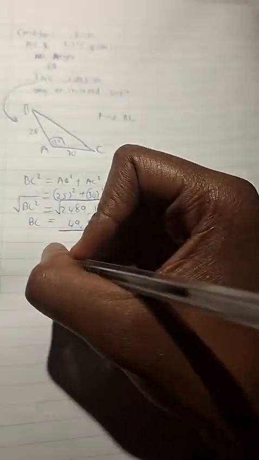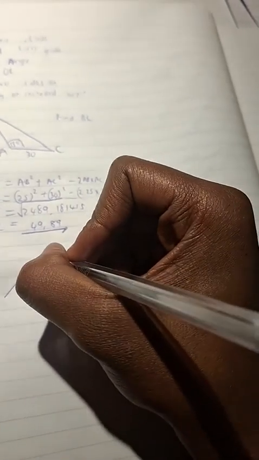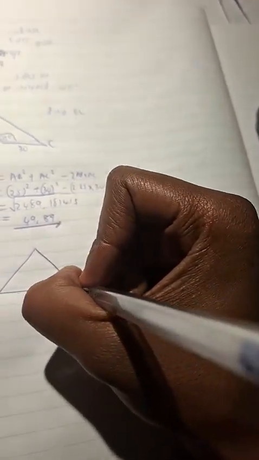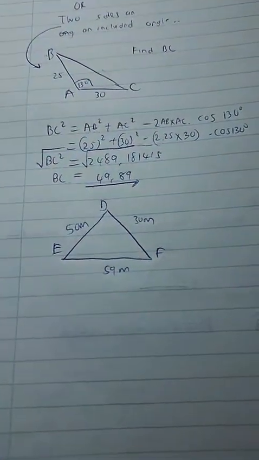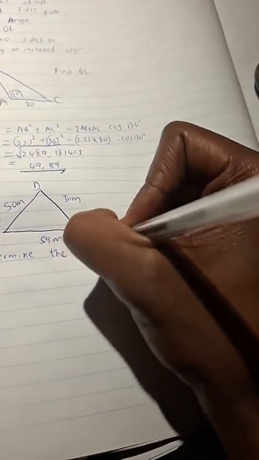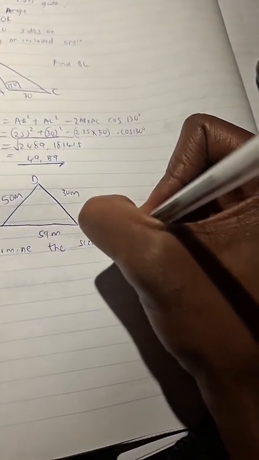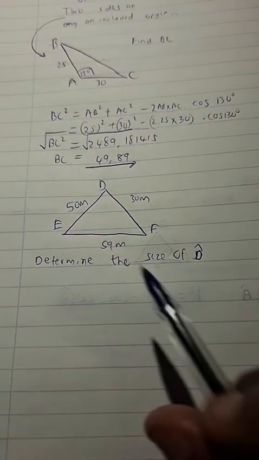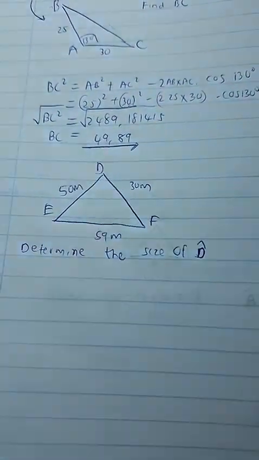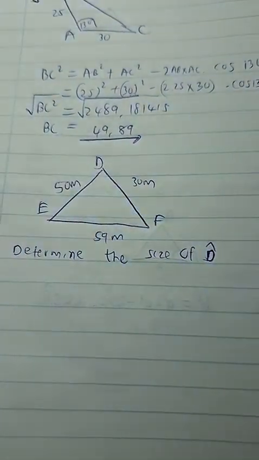Okay, let's look at another situation so that we can make sure that all conditions with all situations are taken care of. Let's say we had 50 meters, 30 meters, and 59 meters. This is DEF. And what they are saying is determine the size of angle D. Where's angle D? There's angle D.